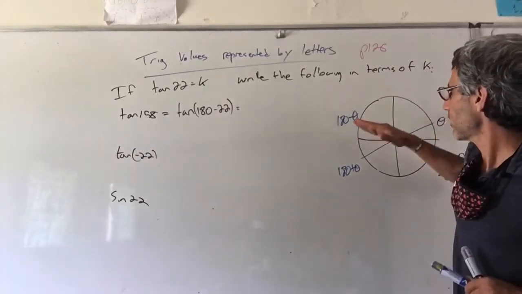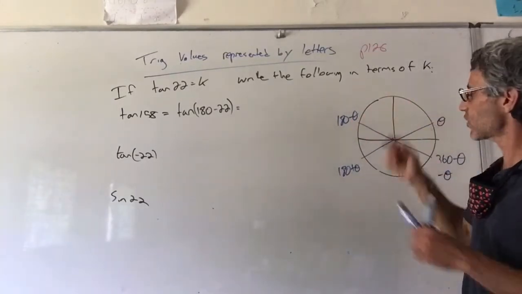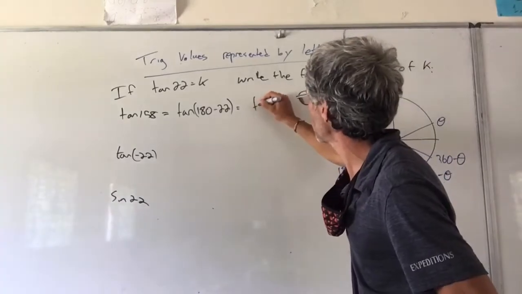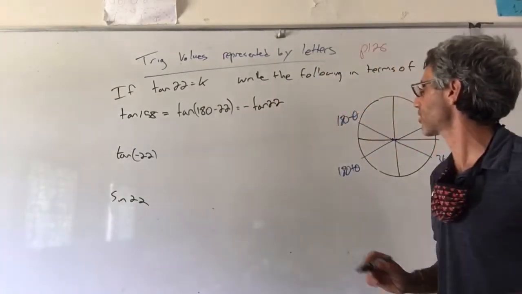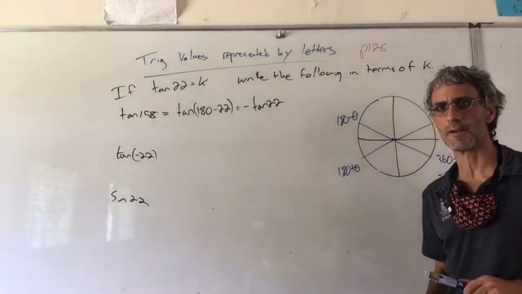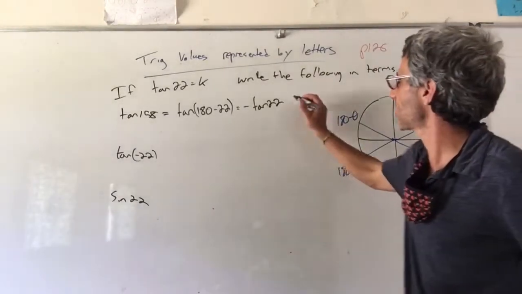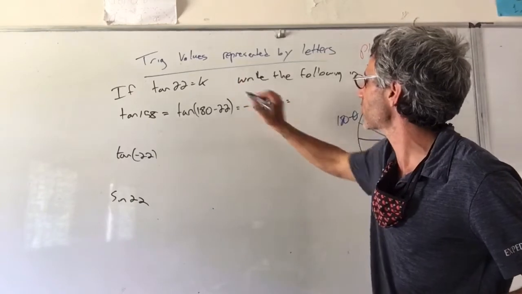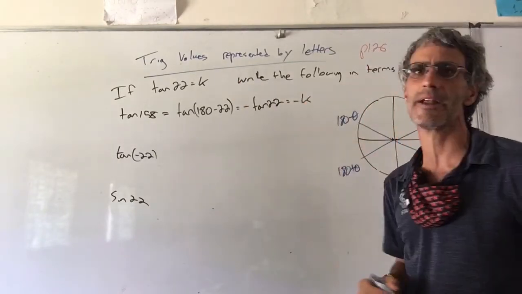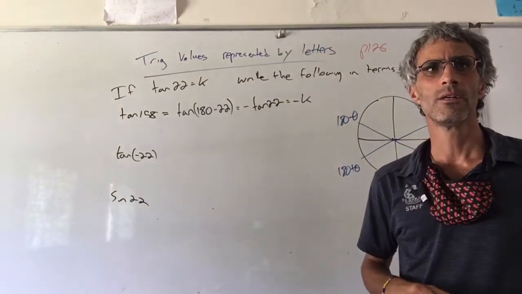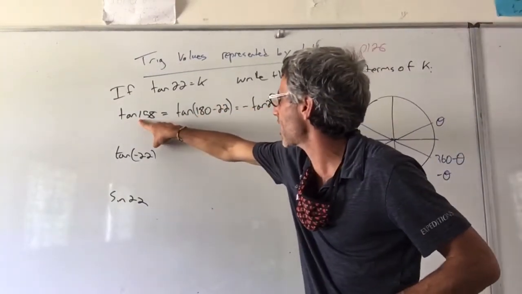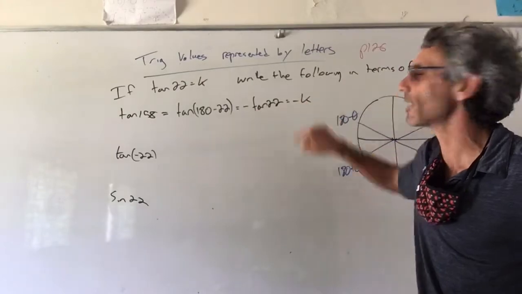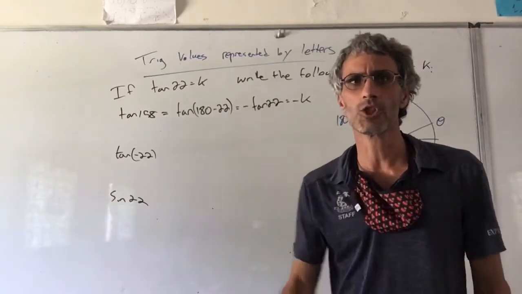So if I want to go to here, that's going to be the same as tan 22. But I heard you guys saying yes, there's a minus in front of it because we know tan is negative here. And as Eugene said already, I know that tan 22 is K, so the answer is minus K. Alright, so normally you don't need to go all the way. I would say from here, maybe go directly to there, and then minus K.